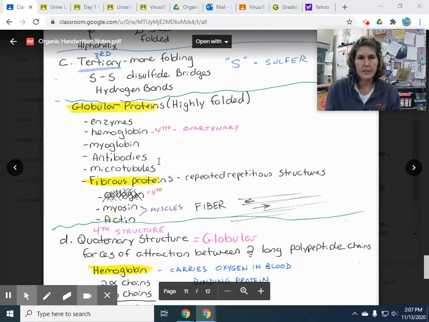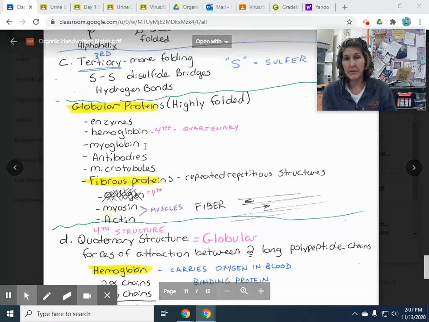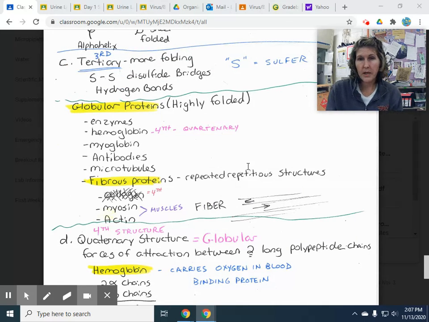You can see some of these other ones that are in there. So they can be fibrous, such as what we see within our muscles. Usually if they're fibrous, you're going to see repeating structures. So if you think like muscle bands and the strands within those muscles, that means we have fibrous proteins there. Other ones are globular proteins, hemoglobin.